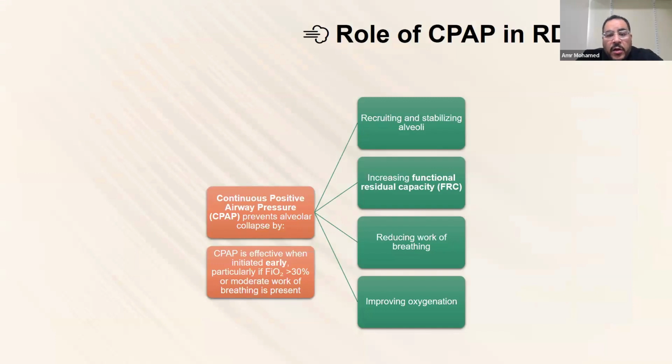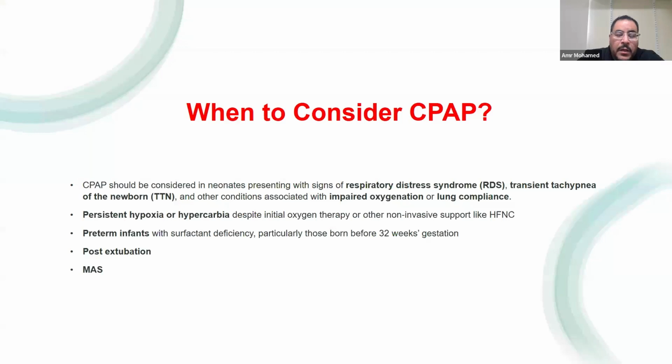So the role of CPAP in RDS. CPAP will provide positive airway pressure, and that prevents alveolar collapse by recruiting and stabilizing alveoli and increasing functional residual capacity, also reducing work of breathing and improving oxygenation as the end result.